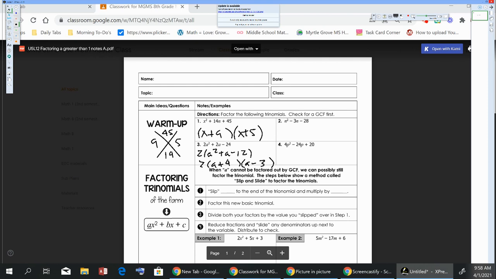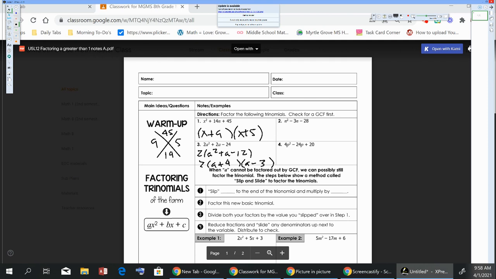Okay. So now today we're going to extend this a little bit to problems when that a value is greater than 1 and we cannot factor out that a value. Right? I can't divide every term by that, so I have to combine some tricks with that x method so that I can actually factor those.